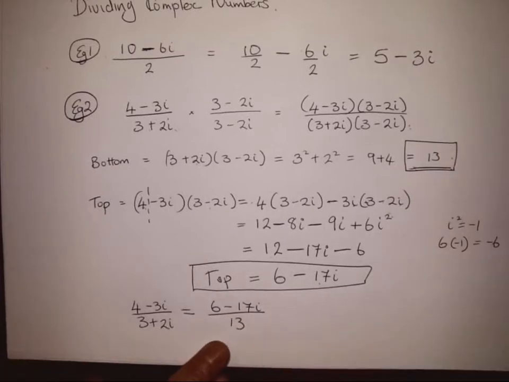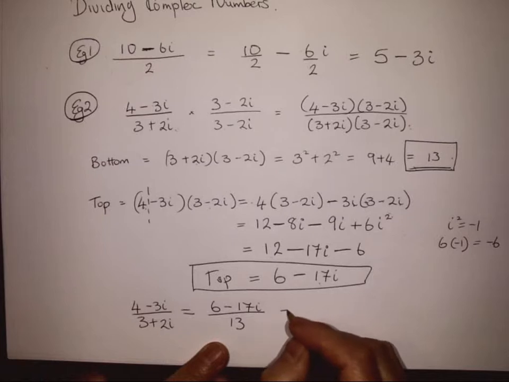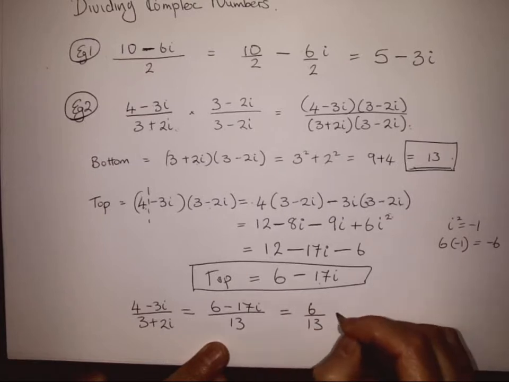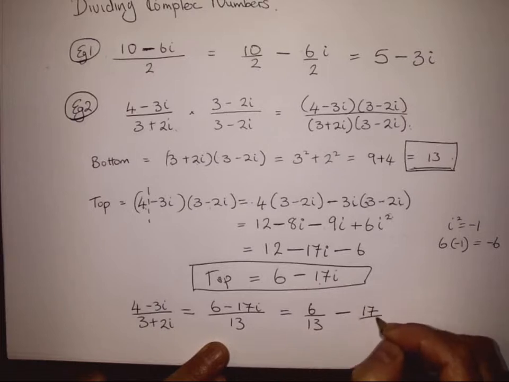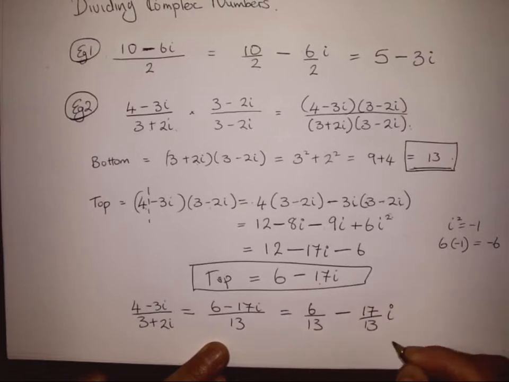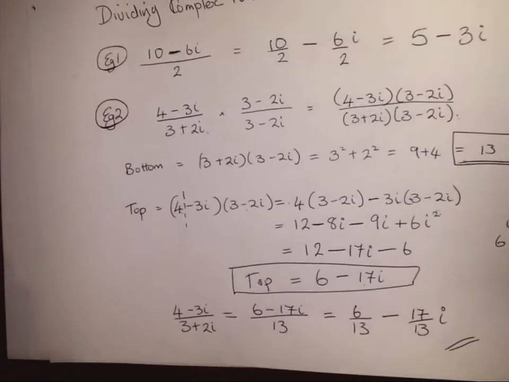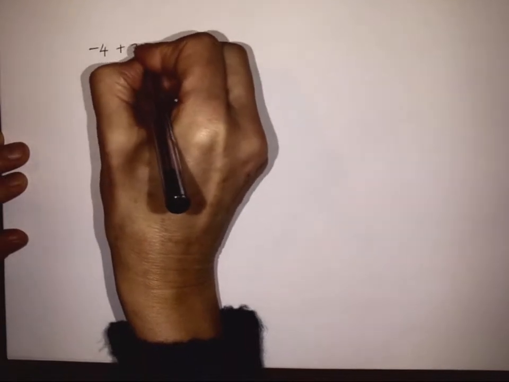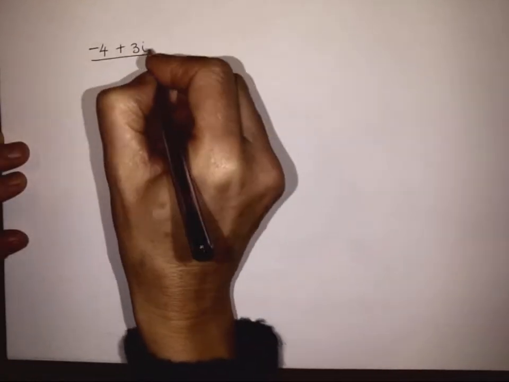But you don't leave it like this. You split it into the real part, which is 6 over 13, and the imaginary part, which is minus 17 over 13i. Now that's the answer, and that's a standard method for doing that division. There's only one other division I'll show you. It's a bit of a trick, really. So say we have a question like this. Minus 4 plus 3i divided by 5i.